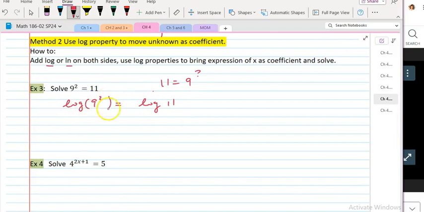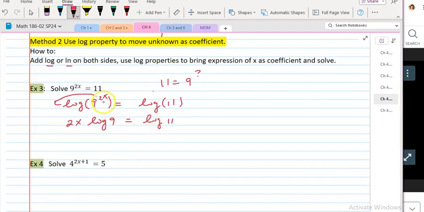After I put both of them behind a log, you can see that I think it's 2x, not 2. Sorry, it should be 2x. Put it in your notes. I should change it so it will show up, because it's not the same. So then you would say now the 2x is behind a log. Use log property. This whole thing can move as a coefficient. So now 2x log 9 would equal log 11.